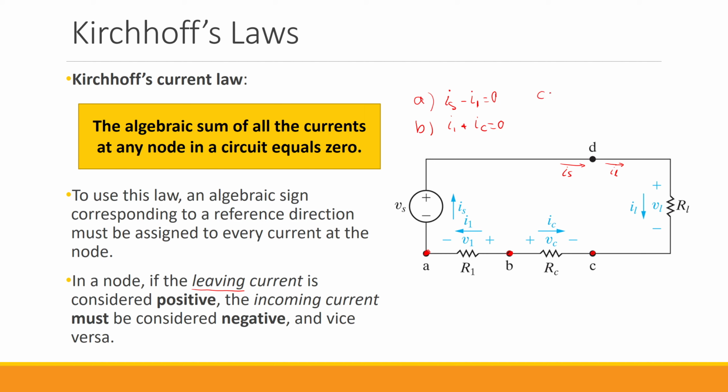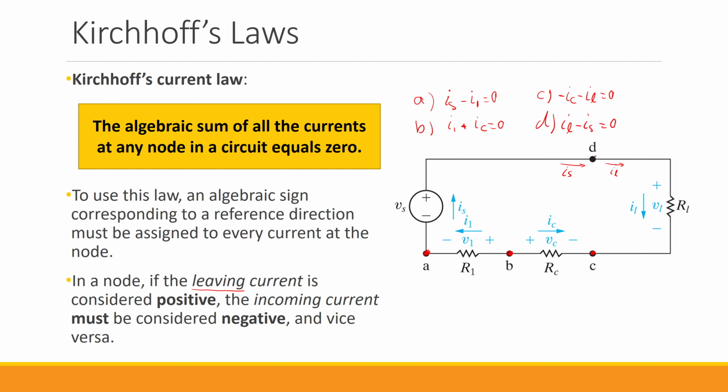Let's do the same for node C. For node C, we have IC entering the node, and also IL entering the node, so I use a negative sign for both of them. I have negative IC, negative IL equals 0. And finally, for node D, I have IL leaving the node, so I use it with a positive sign, and I have IS entering the node, so I use it with a negative sign.